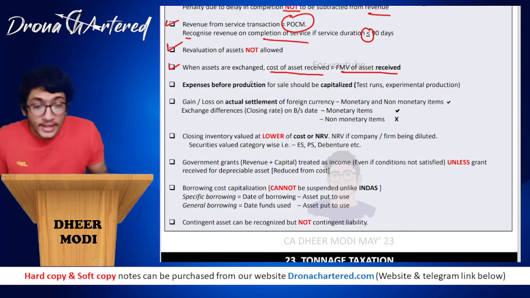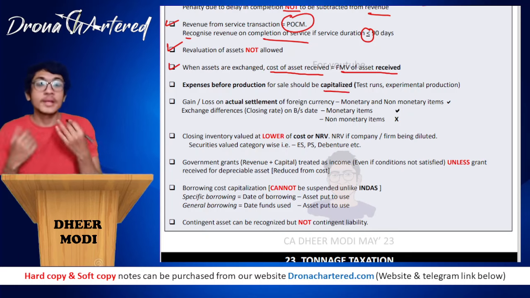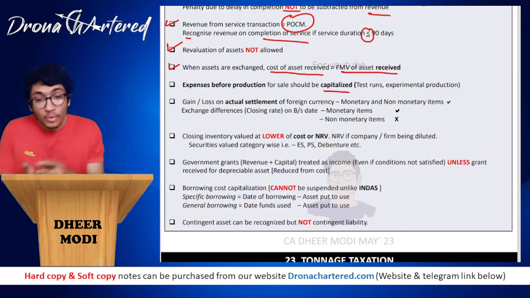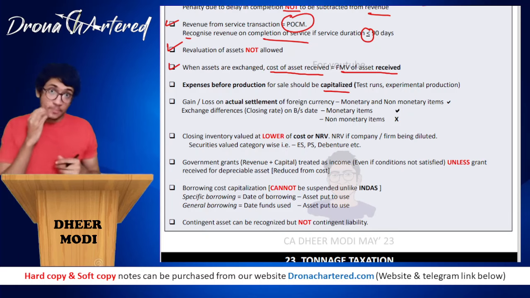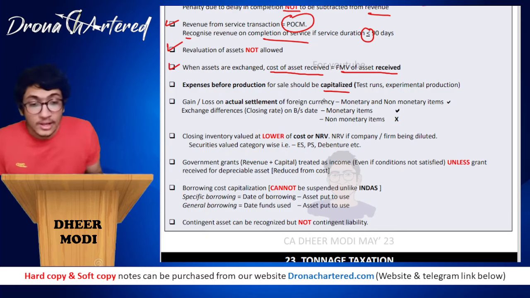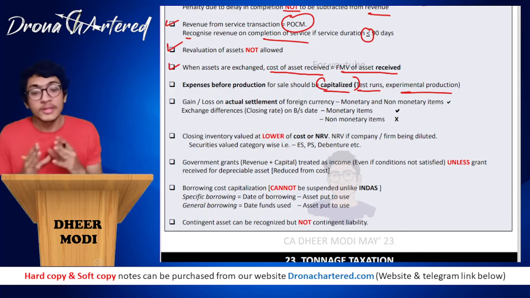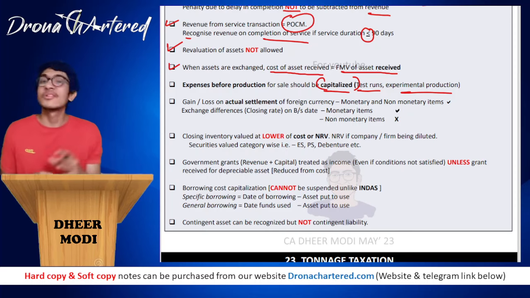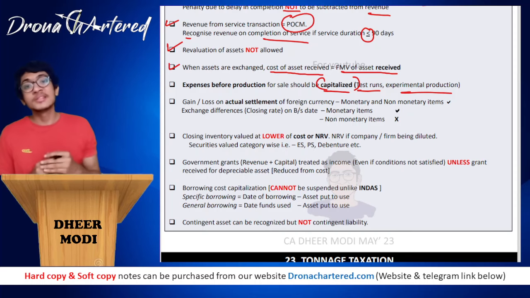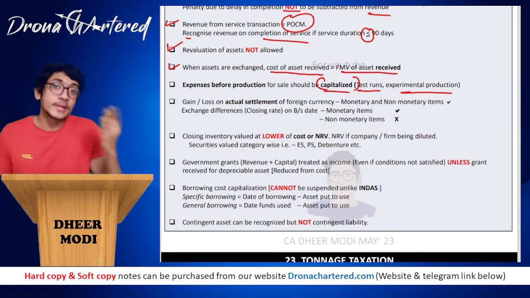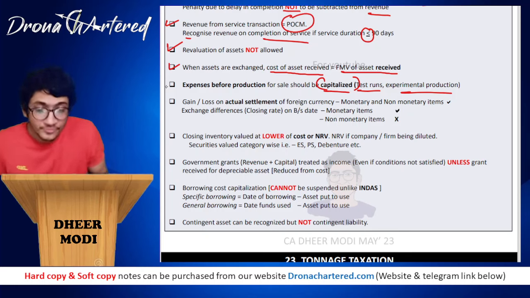Next is expenses before production for sale should be capitalized. For example, any expenses that you did before it was ready for production for sale, all of those expenses will be capitalized. For example, any test run, experimental production that you did, all of those expenses will be capitalized. It will not be charged to P&L. You will not get a deduction straight. It will be capitalized. You will get it in the form of depreciation.